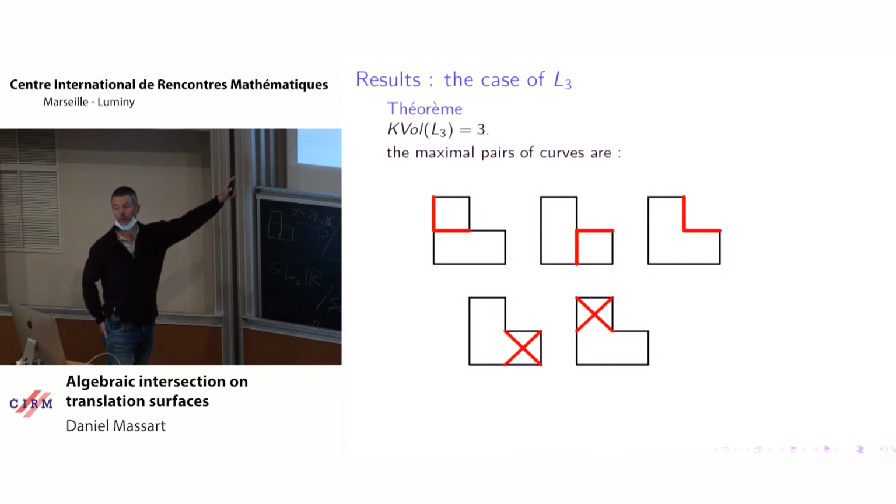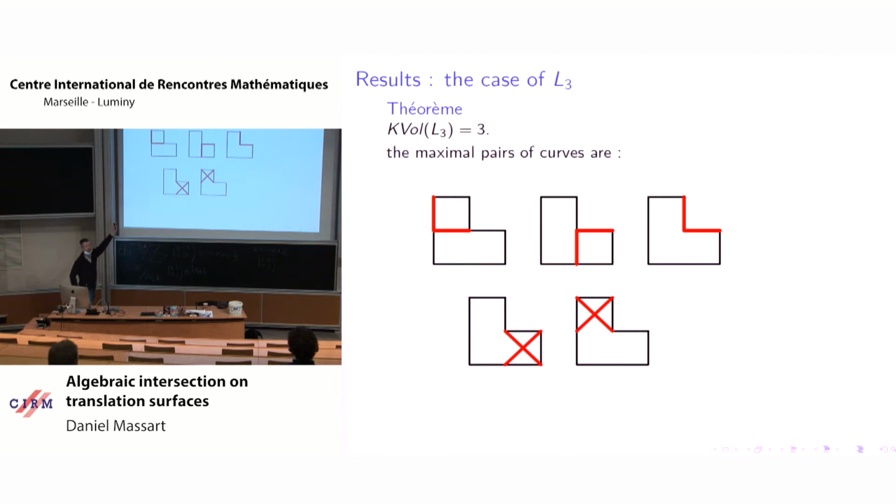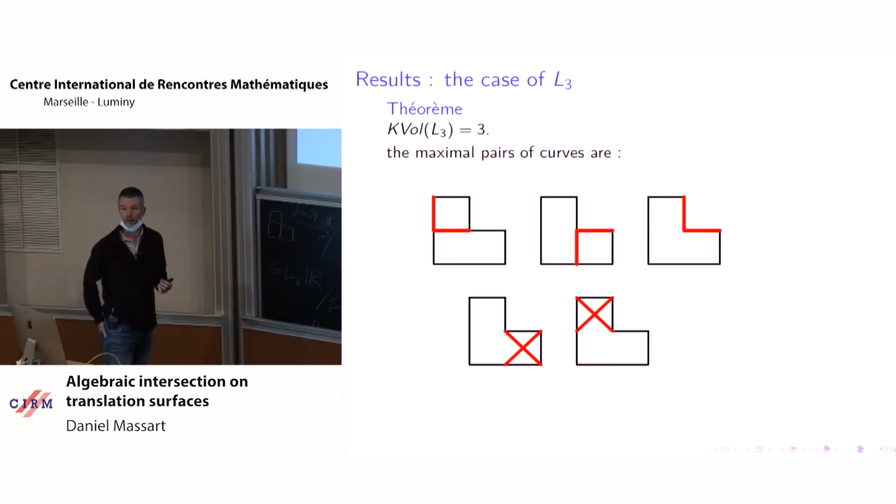These are all the maximizing pairs, because if you act by the Veech group, of course you're not going to change the intersections, but you are going to change the length. So these are actually the maximizing pairs. If you act by an automorphism of the structure, for instance, you can pass from one to the other.